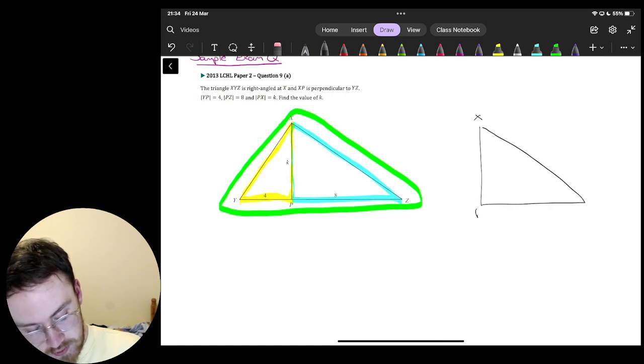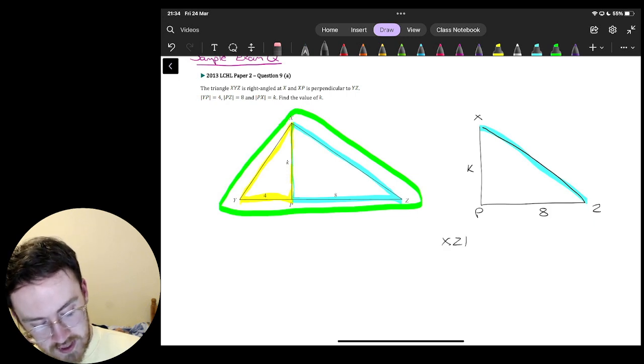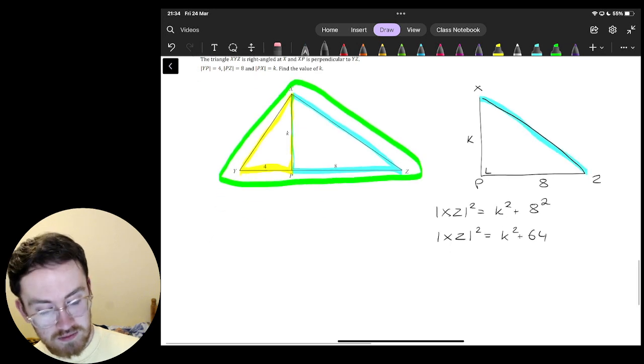So XPZ. We have 8 here, we have K here. And what we're going to do is look for this side here, XZ. We're going to try and rewrite this side. So we know that, because it's a right angle triangle, XZ squared is K squared plus 8 squared, which is K squared plus 64. And what we'll do is we'll just leave that as it is.